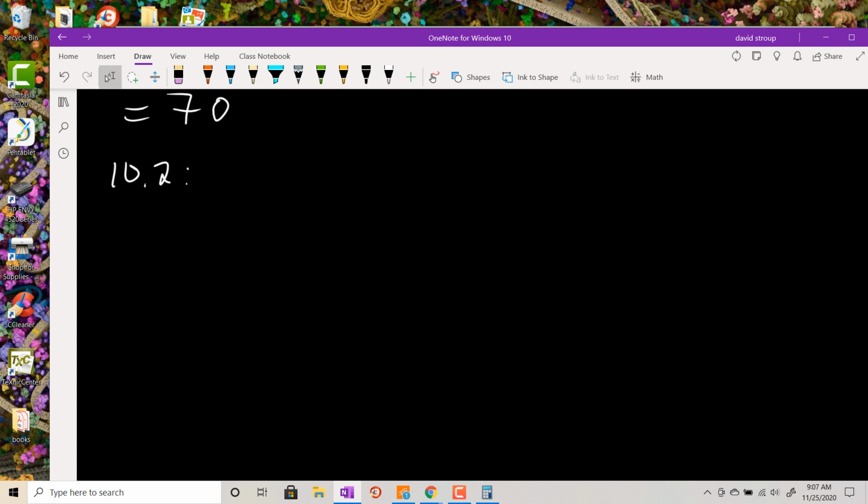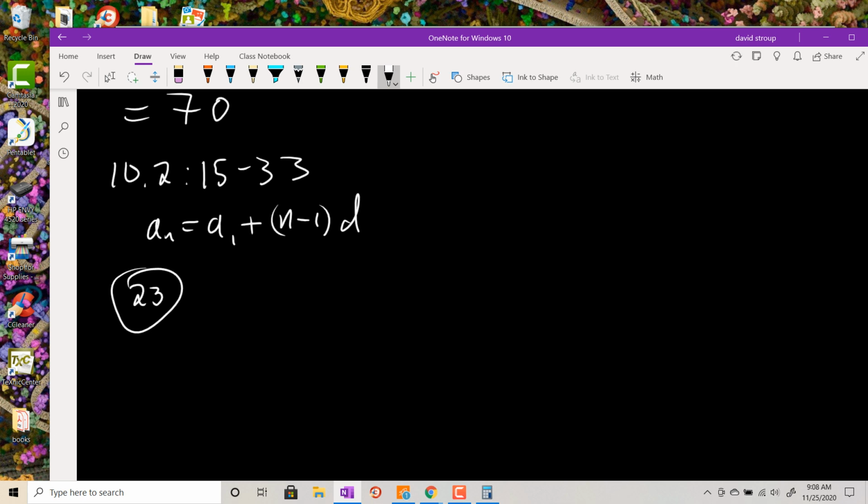10.2. We're looking at problems like 15 to 33. So basically you have to form the general term formula, which you have in your notes, and then use that to figure out the particular term of a sequence. So let's look at number 23 maybe. Okay, so in this case they're giving us a bunch of terms.